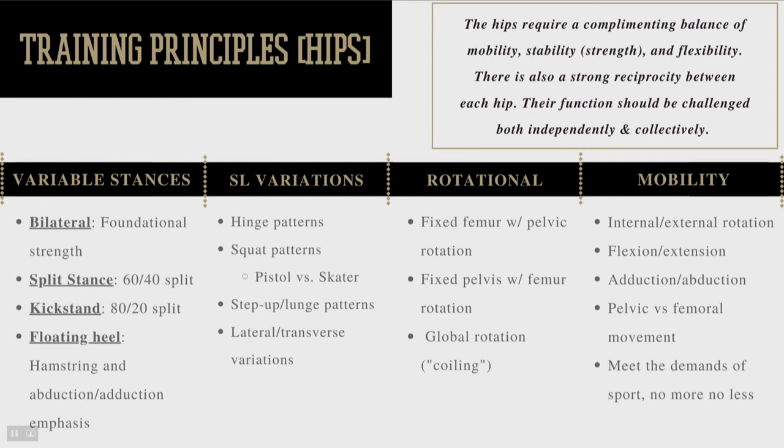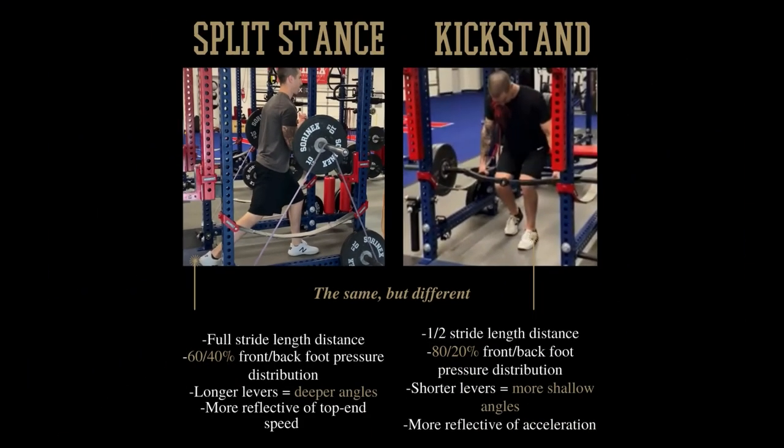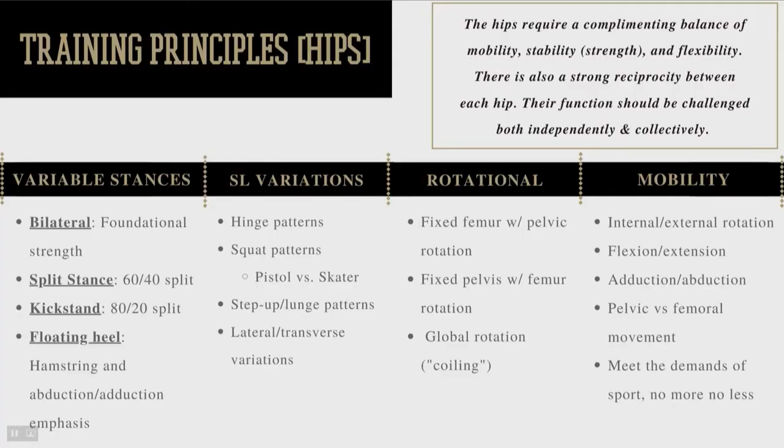There are two different split stance variations. We have general or generic split stance, which is where we have about a 60-40 split: 60% of our center of pressure is in the front foot versus 40% in the back. Then there's a kickstand setup, which is something I've started to use more and more recently. Think of it as half of a split stance, where we have more discrepancy between front and back foot, about 80% of our center of pressure on the front foot and about 20% in the back leg.